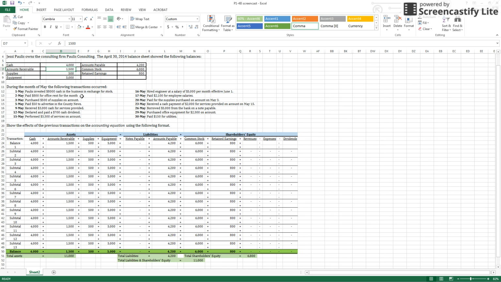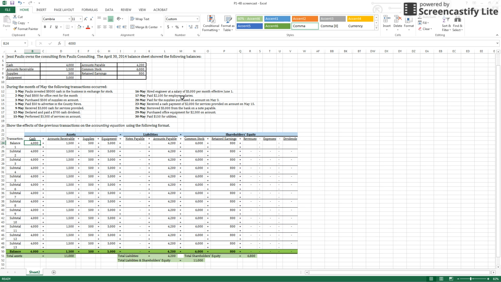So we are going to look at these transactions, and we are going to show how that affects our accounting equation. Now, I already started this by putting all of our beginning balances in our various accounts. So up here we have cash with $4,000, so I started with a $4,000 balance. And you can see down below I have it adding up so that our total assets here are $11,000, our cash plus our accounts receivable plus our supplies plus our equipment. Our total liabilities are $4,200. Our shareholders' equity is $6,800. Liabilities plus shareholders' equity equals $11,000. So our accounting equation does balance.